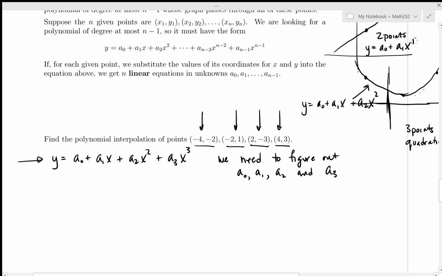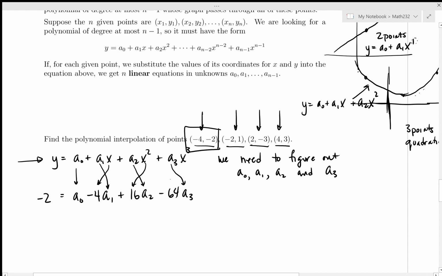Let us look at point one, the first point. Y is minus 2 when x is minus 4. So I write here: minus 2, that's the y value, is equal to a0 minus 4 times a1 plus 16 times a2 minus 64 times a3. So what is this? This is a0 right here, and then this is a1 times x, this is a2 times x squared, and this is a3 times x cubed.